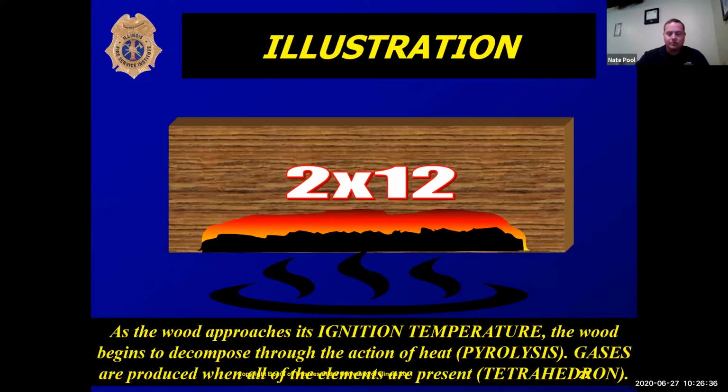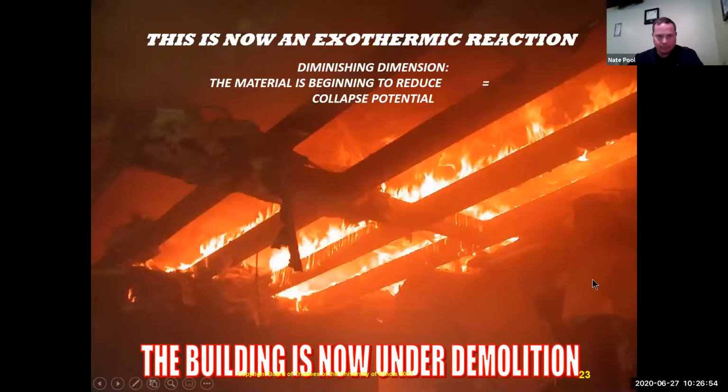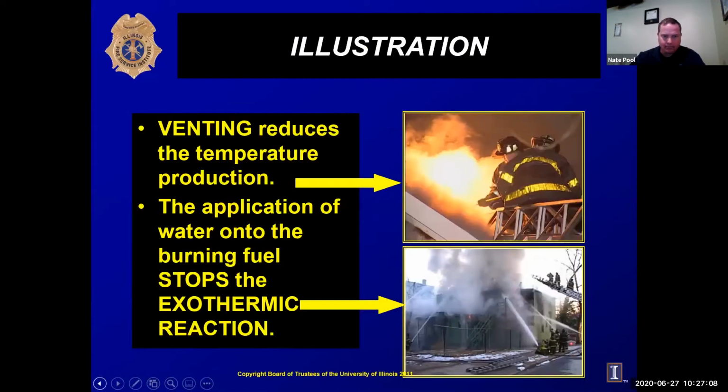And pyrolysis, I'm assuming everyone can understand what pyrolysis is. It's the off-gassing of solids generally, and that is what you see as flame. It's the off-gassing, and those gases then heat up and produce heat and light. So now we have an exothermic reaction. Endo, inside; exo, outside. And the exothermic reaction is generally what we're going to see. It's our flame.